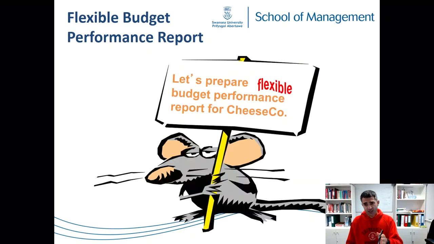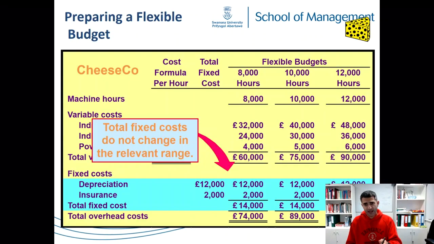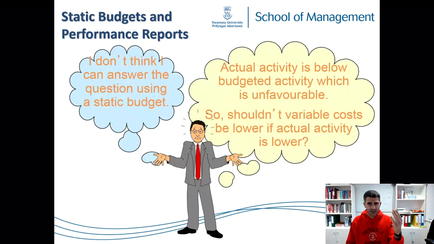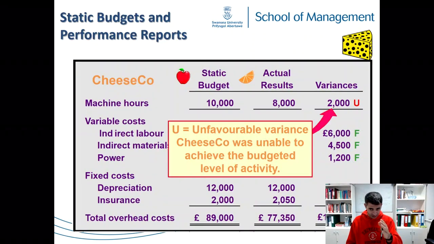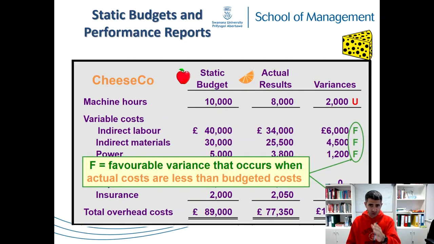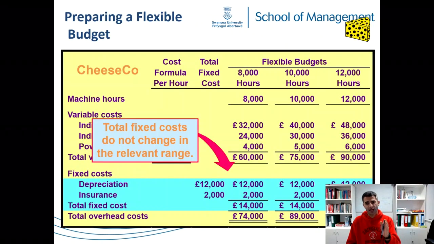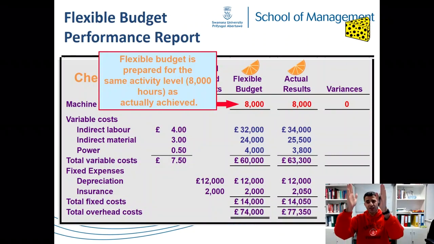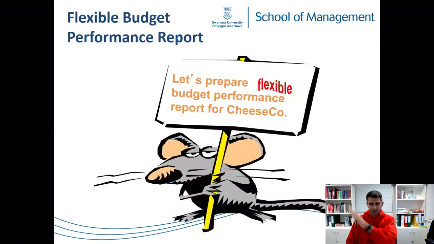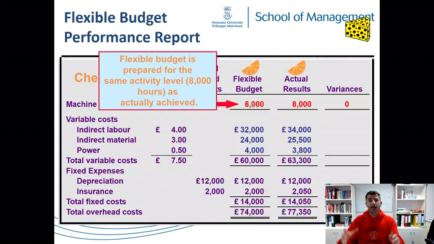But the actual results, what are the actual results? If you go back to the beginning, in the question, here we go. This is the actual result, 77,350. So I'm comparing the actual result, the 77,350, with the flexible budget, the 74,000, the one we just did, based on the same level of activities. So it's like I'm comparing an orange with an orange, and this is what I want. This is the point. The point of a flexible budget is to compare an orange with an orange.